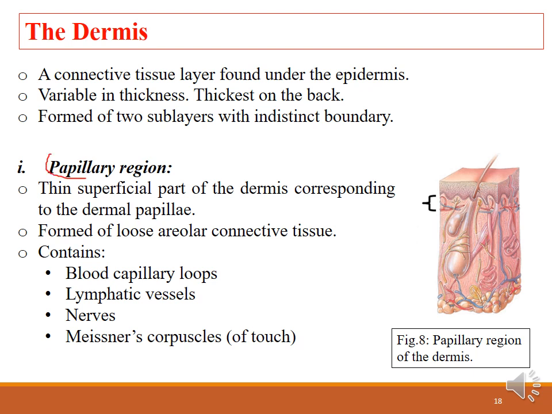The first is the papillary region. It is a thin superficial part of the dermis. It corresponds to the dermal papillae. So this is the dermis. This part that corresponds to the dermal papillae, this is what we call the papillary region. It is formed of loose areolar connective tissue containing blood capillary loops, lymphatic vessels, nerves, and importantly we have Meissner's corpuscles or corpuscles of touch found in this region.